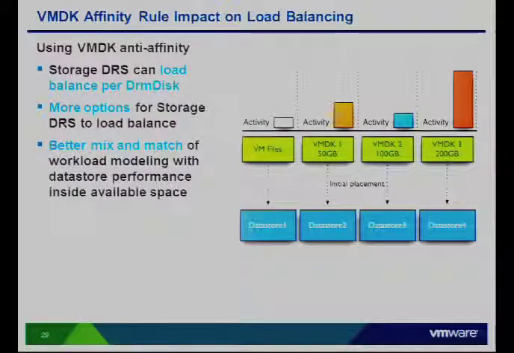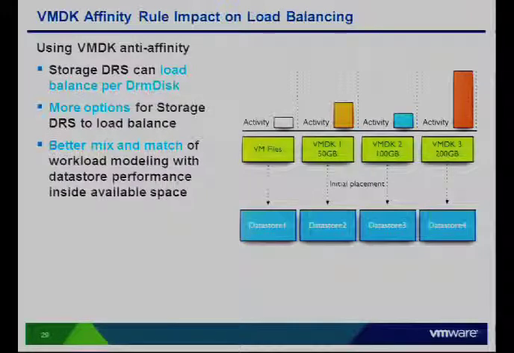So you get a much more balanced cluster by enabling Storage DRS to use the real atomic level by enabling the VMDK anti-affinity rule. It may lead to a more difficult troubleshooting scenario, but you get really more I/O load balancing and more space balancing out of it by using this affinity rule.